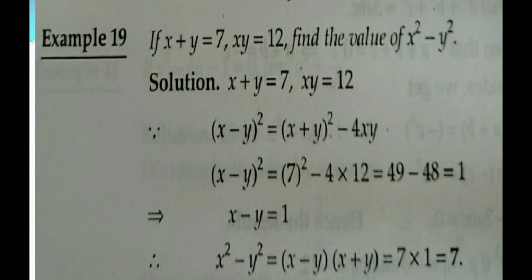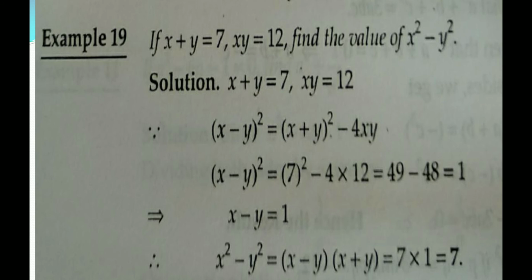Next example: x plus y is 7 and xy is 12. Then what is the value of x square minus y square? We know that x square minus y square is (x plus y) into (x minus y). So we know x plus y, but we do not know the value of x minus y. So to find the value of x minus y, we have to apply the formula (x plus y) whole square minus 4xy is equal to (x minus y) whole square.